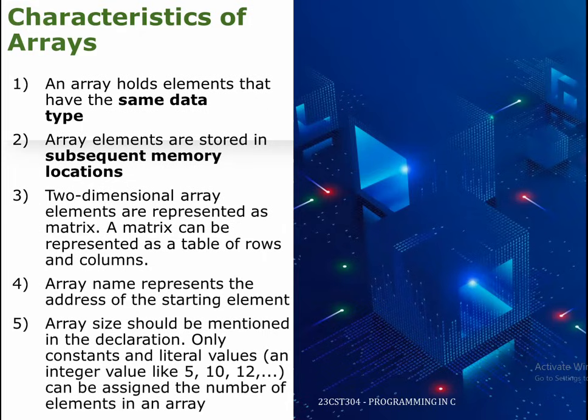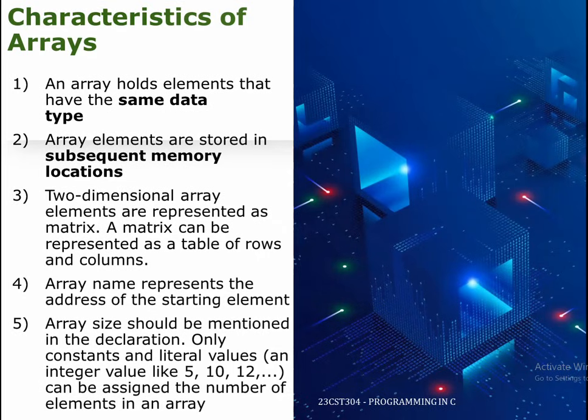The first characteristic is that an array stores elements of the same data type. For example, if we declare an integer array, every element must be an integer. We cannot store a character or floating point value inside an integer array. The second characteristic is that array elements are stored in continuous memory locations. What does continuous mean? It simply means one after another.